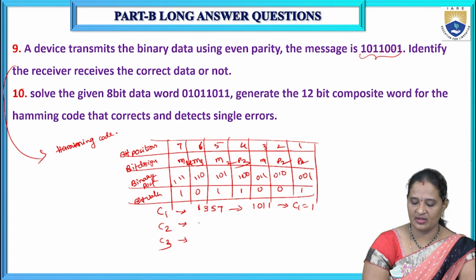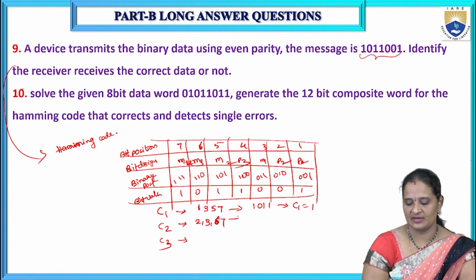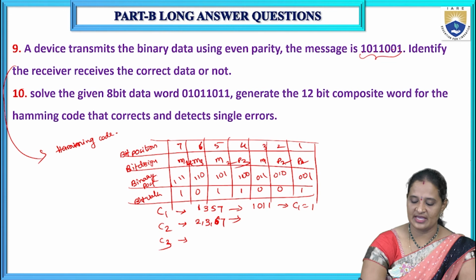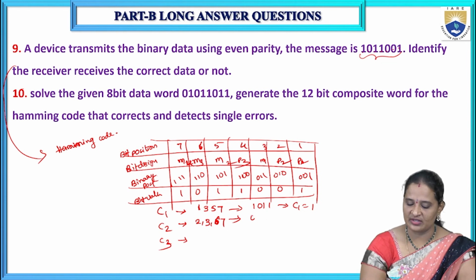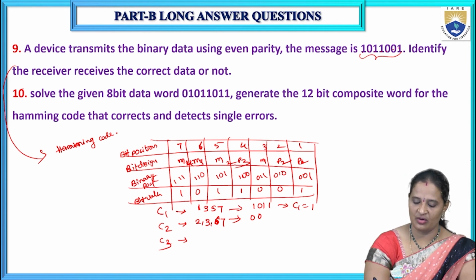Similarly, C2 can be calculated by positions 2, 3, 6, 7. Because it is the second bit position. 2 is having 0, 3 is also having 0, 6 is 0, and 7 is 1. Again it is odd. So C2 is also considered to be 1.